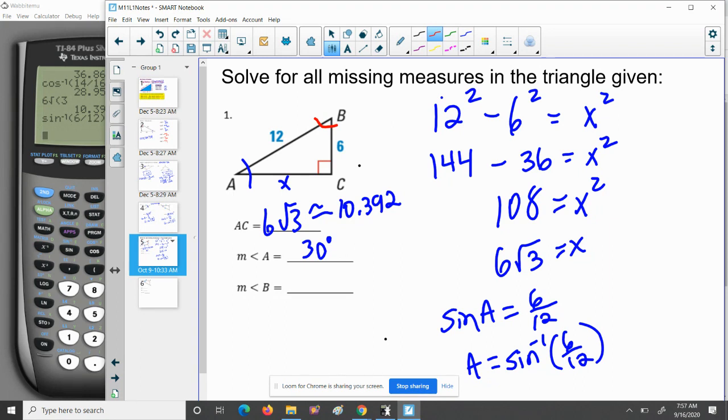So let's take a look at angle B. 6 would be adjacent to angle B, and 12 would be the hypotenuse. So cosine uses the adjacent over hypotenuse ratio. So we could say cosine of B is 6 over 12. In order to solve for B, we need to take the cosine inverse of 6 over 12. So let's go do that.